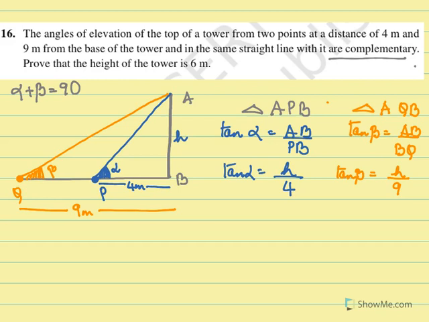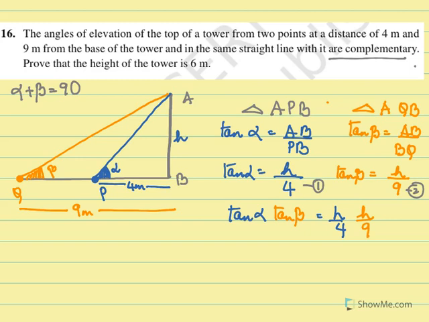Now these two equations we need to multiply. 1 and 2 will multiply. The sum is very different from the rest of the sums. So tan alpha we know is h over 4. We are multiplying, so tan beta is h over 9.